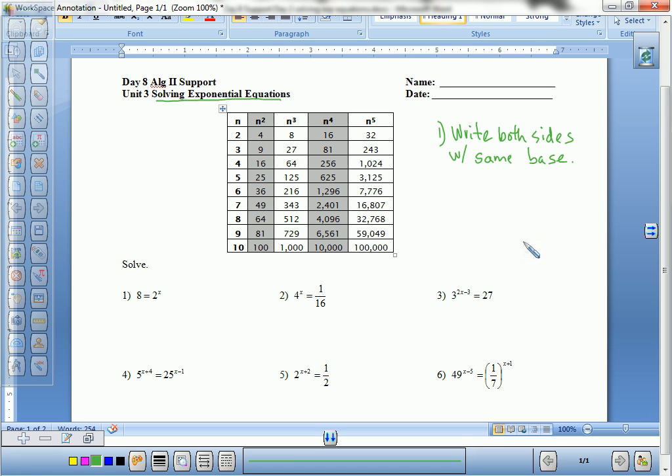Okay, now when we do that, we always try with a smaller number first. Sometimes that doesn't work, and we'll talk about what to do when it doesn't. Okay, and then step 2 is to set the exponents equal, and solve. So that's really all there is to it.